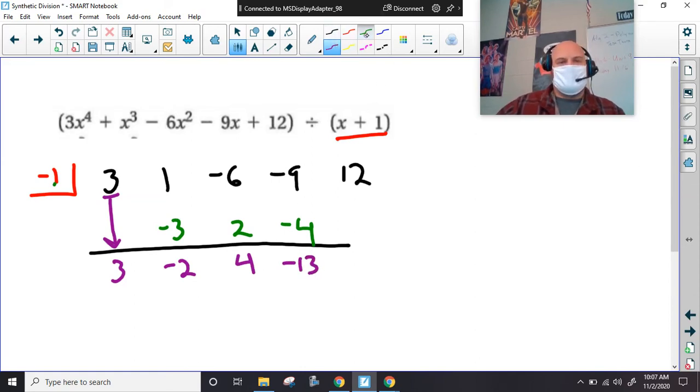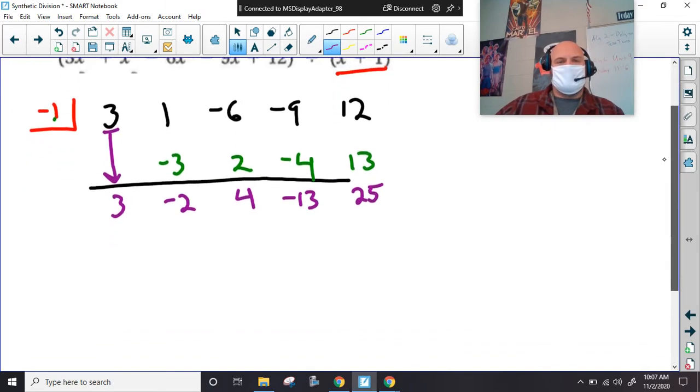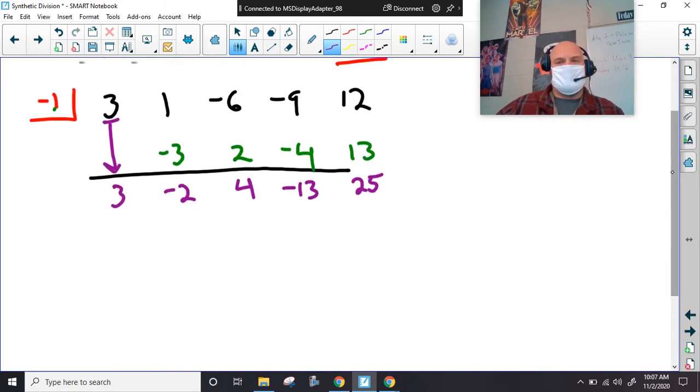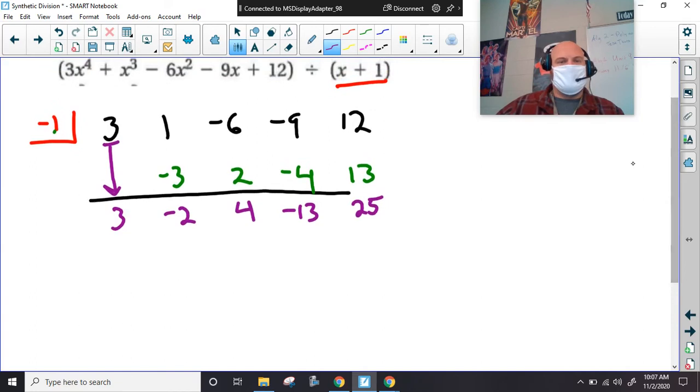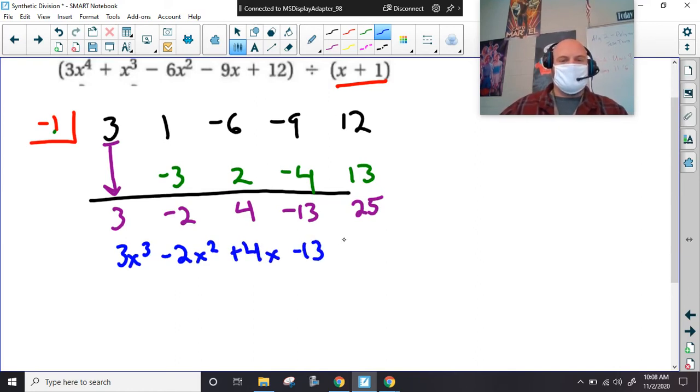And then 13, and we get 25. So we started with the 4th. That means when we do our answer, it starts with a third. So 3x to the third, 2x squared plus 4x minus 13 with a remainder of 25.